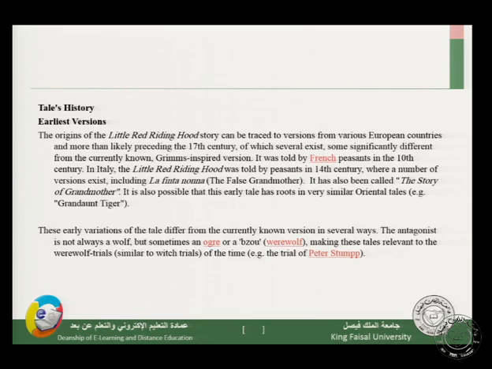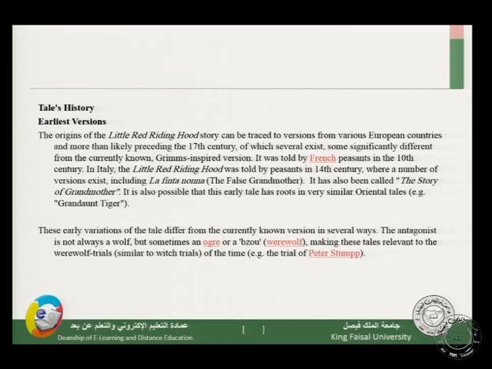Then we have the history of Red Riding Hood, about the earliest version. The origins of the Little Red Riding Hood story can be traced to versions from various European countries and more than likely preceding the 17th century. So it was known in different versions in different countries before even the 17th century, of which several exist, some significantly different from the currently known Grimm-inspired version. There are different versions, and you find some differences between these versions.